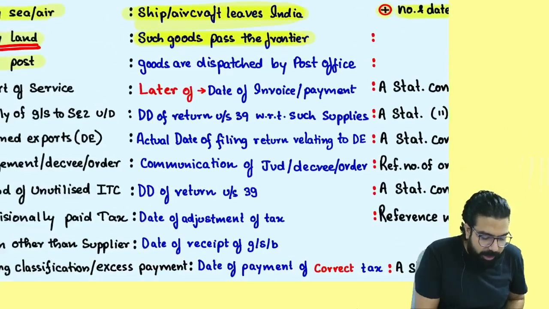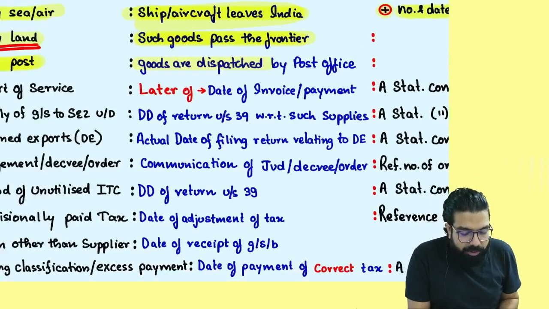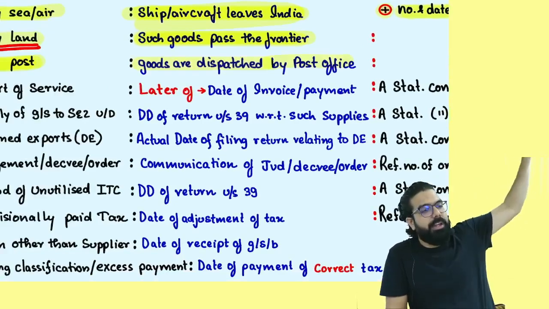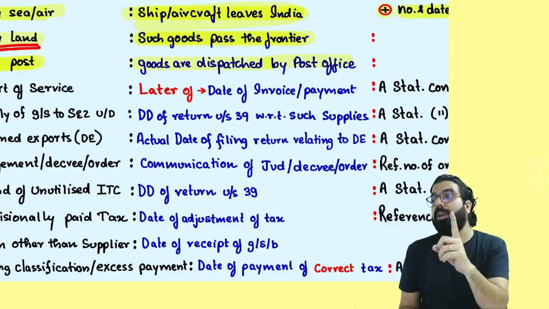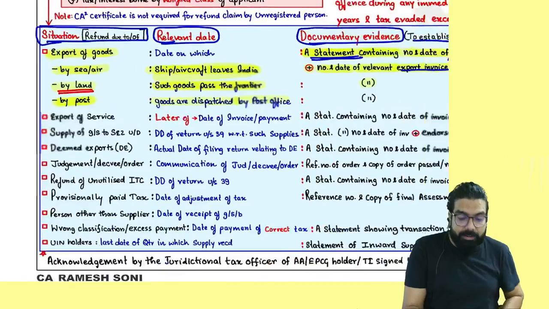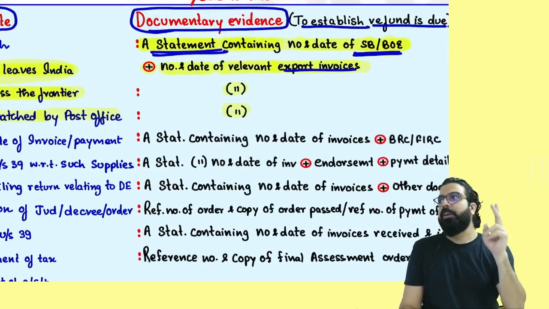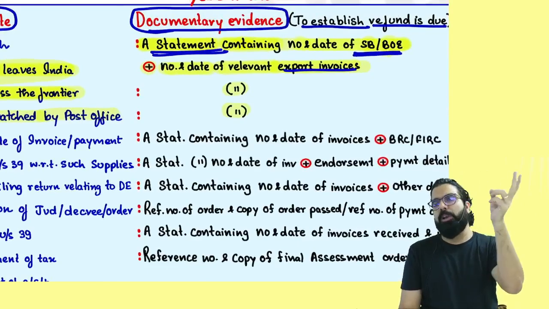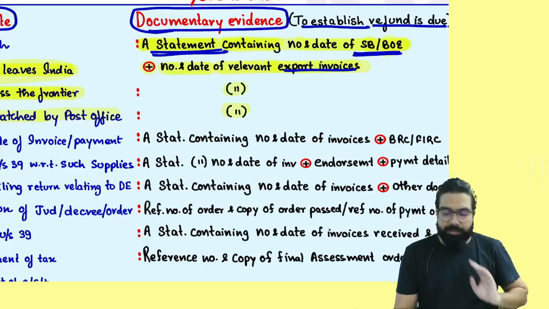The next one over here, if you have sent the goods by post outside India, the day the goods are dispatched by the post office outside India, saying the goods have been sent outside India, run Baba run, you have to give an application. Along with the application, you have to give the documentary evidence. What is the documentary evidence? The same statement containing the shipping bill or bill of export plus the statement of export invoices.